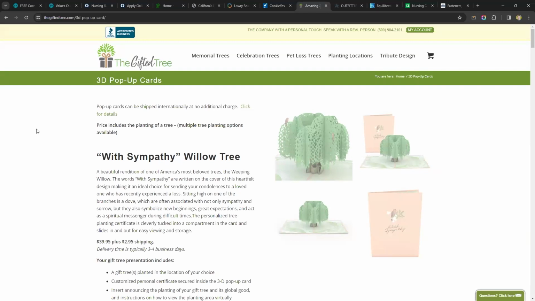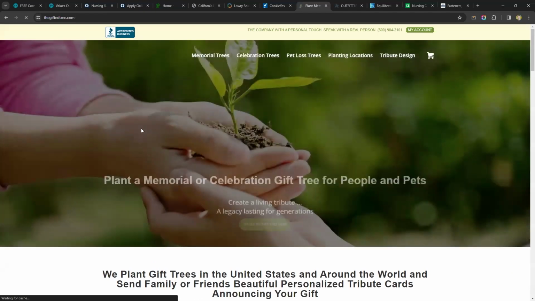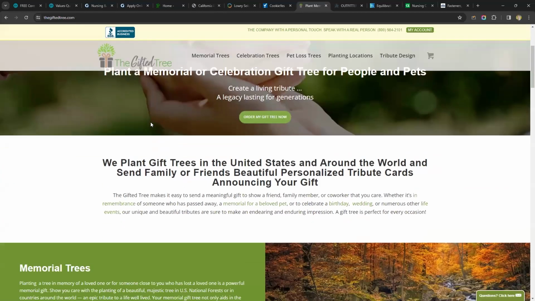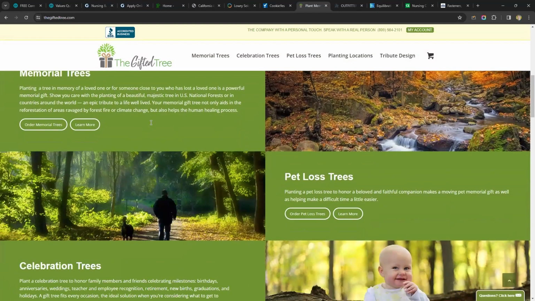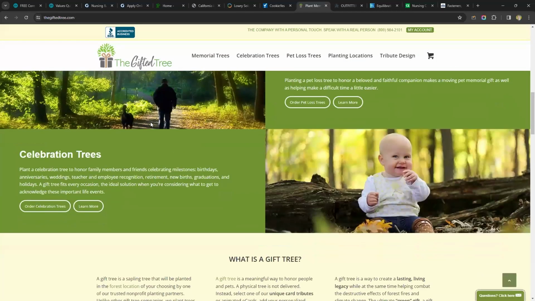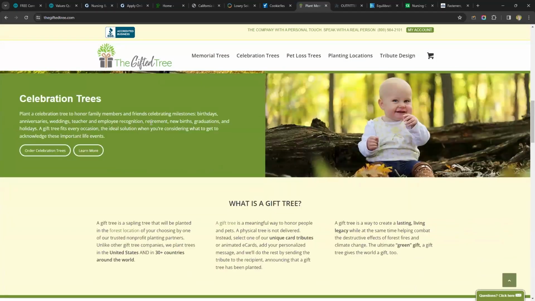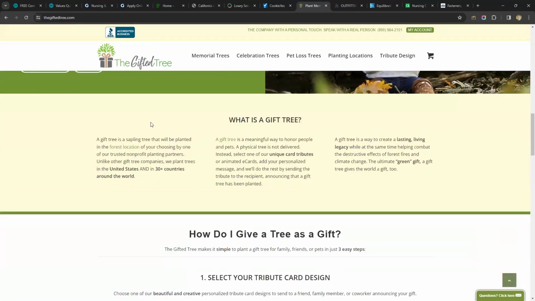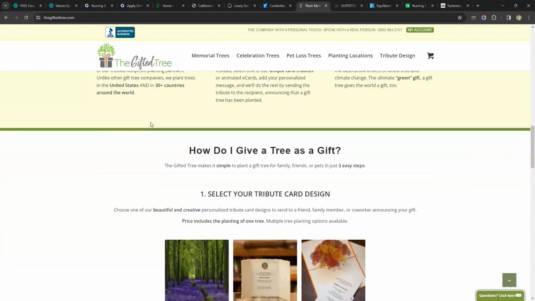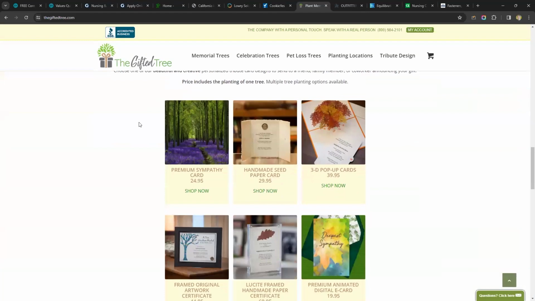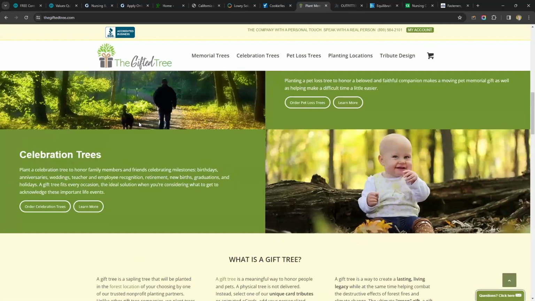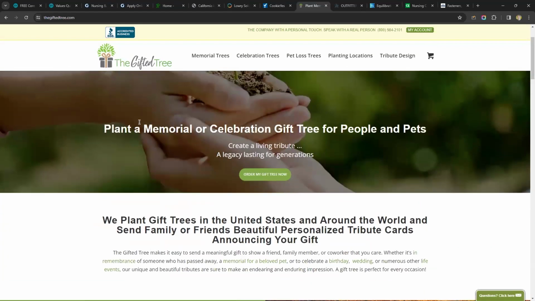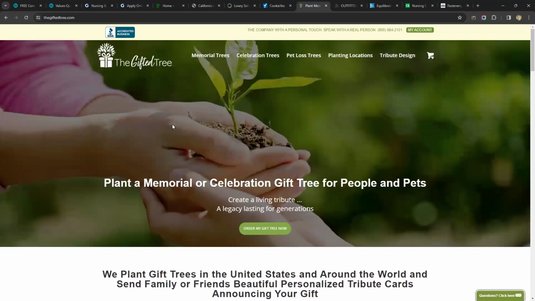I don't know if this is a mistake or what, but part of the problem is, if you read the site, they've actually got a really interesting story. I really like their story. I loved what they had. Memorial trees, pet loss trees, celebration trees. I love this. But you've got all of this stuff here, and I'm not really sure I understand it all unless I read through everything, and you're making me read, and you already know how I feel about that. So this is a little problematic.